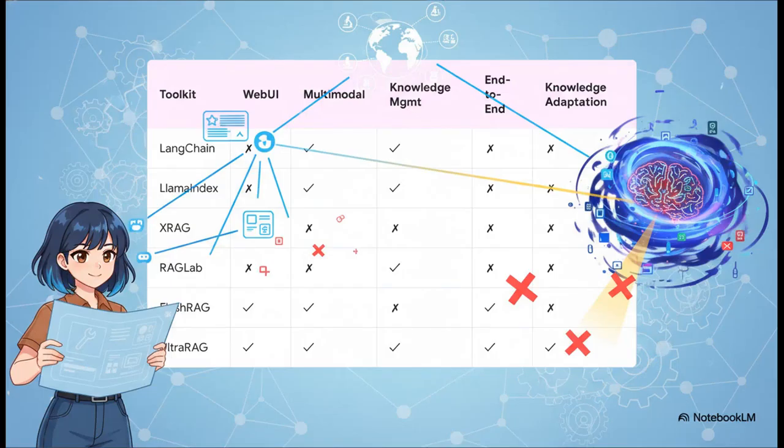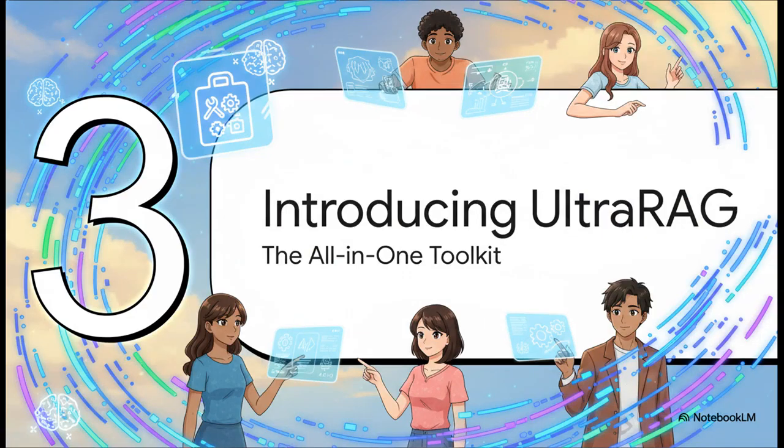And this table really lays it all out. It shows the existing tools and reveals a pretty critical gap. You see, while some of them are powerful, almost all of them are missing a simple user interface, and more importantly, this key feature called knowledge adaptation, the ability to really, truly make the AI an expert in one specific field. And this is exactly the problem that a new toolkit called UltraRAG was built to solve.